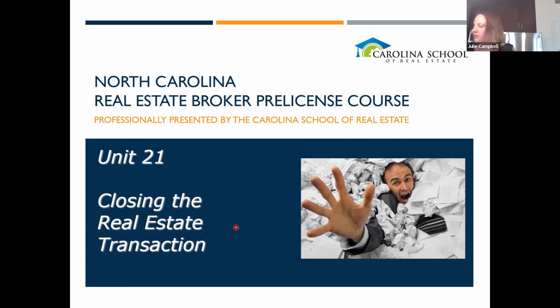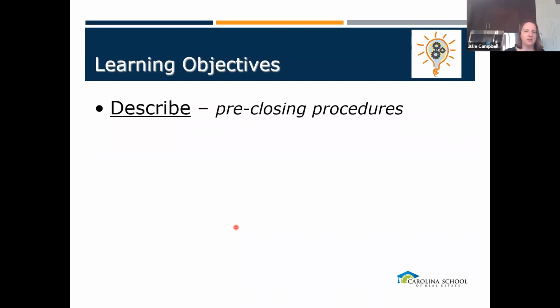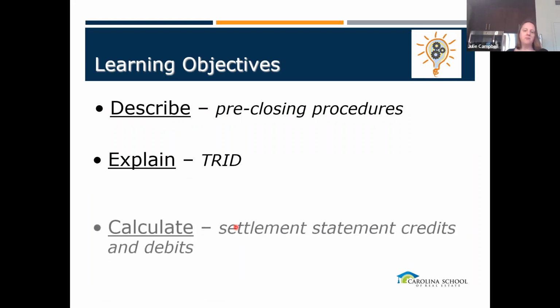Okay, so Unit 21, we get to go to closing. Eventually, we're going to walk through more of the contract to closing process, particularly for the buyers and their due diligence period and things that they should consider doing. Talk more about the loan requirements, that kind of thing. So in Unit 21, we're going to talk about these pre-closing procedures, the things we need to do to get ready for closing. We're going to explain more about TRID and RESPA.